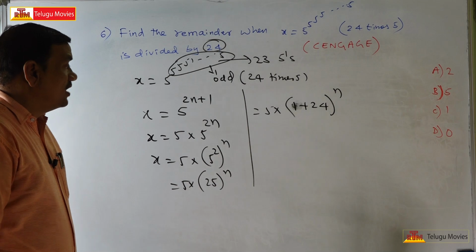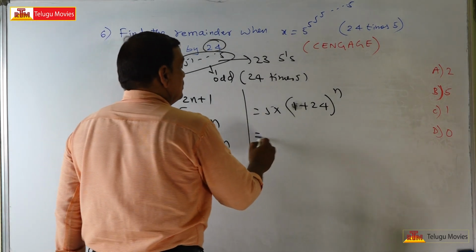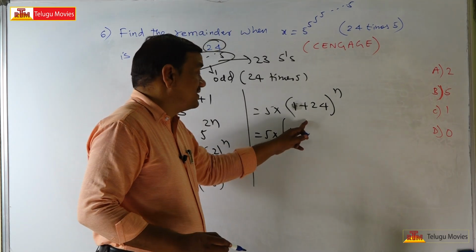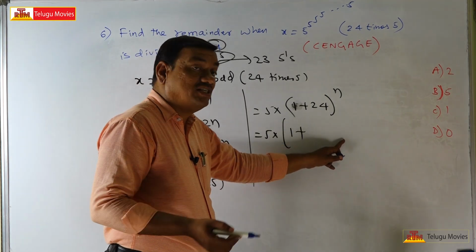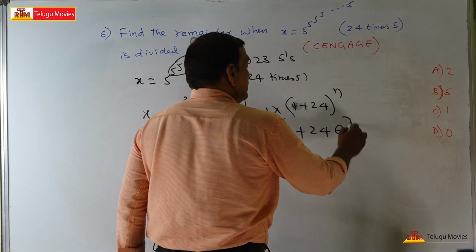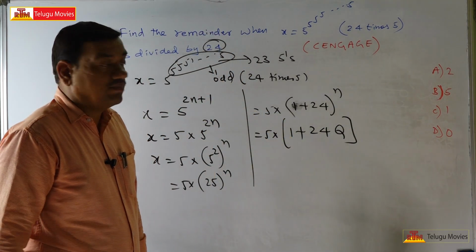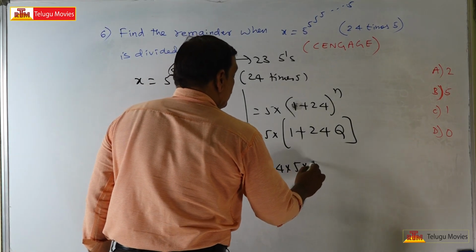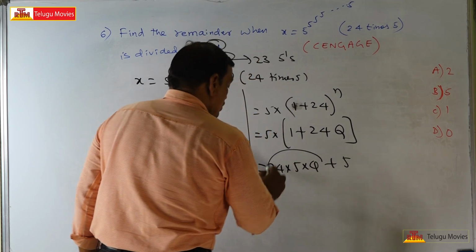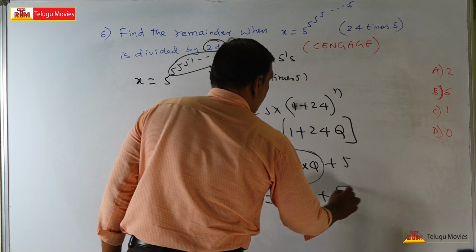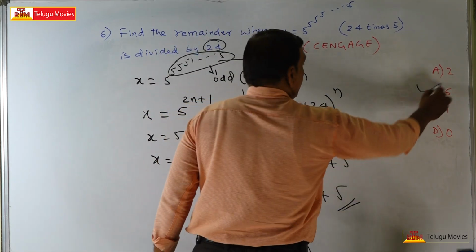According to the binomial theorem, this is equal to 5 into (nC0 plus nC1 into 24 plus nC2 into 24 square and so on). So the remaining terms are 24 into some integer. That means this is equal to 24 into 5 into some integer plus 5. This whole thing can be written as 24 into some integer plus 5. So 5 is your answer.